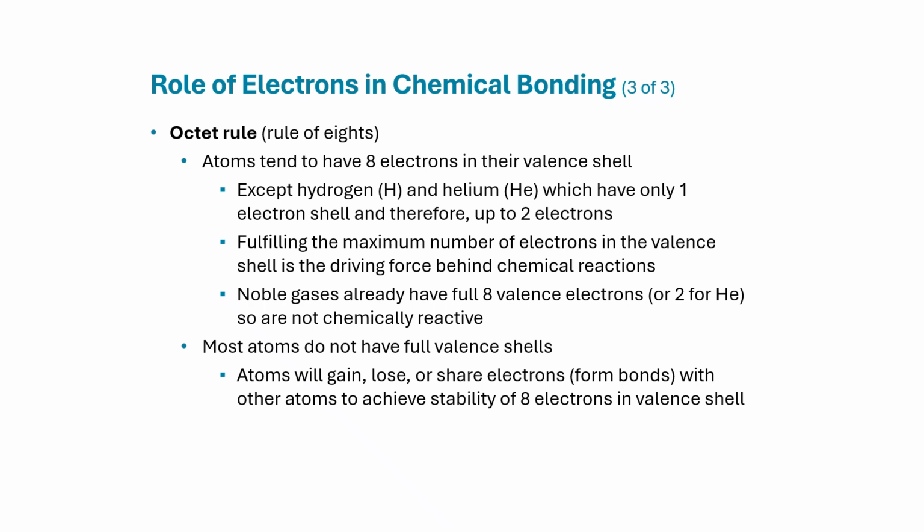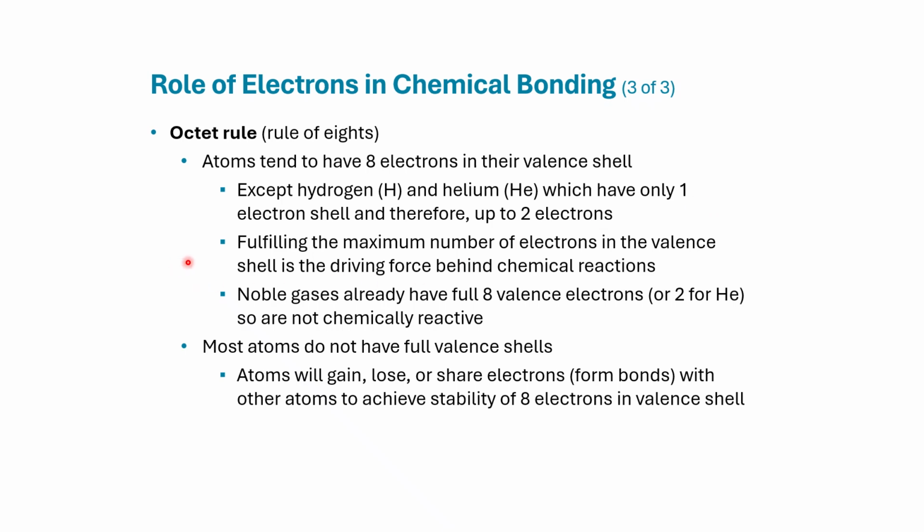The octet rule: atoms in the outer shell, or the valence shell, tend to have 8 electrons, except for hydrogen and helium, which only have the first electron shell and hold up to 2 electrons. So hydrogen has 1 electron in the shell, helium has 2 electrons in the shell. Higher than that, it's 3 protons or more, which is going to cause the atom to have the second electron shell.